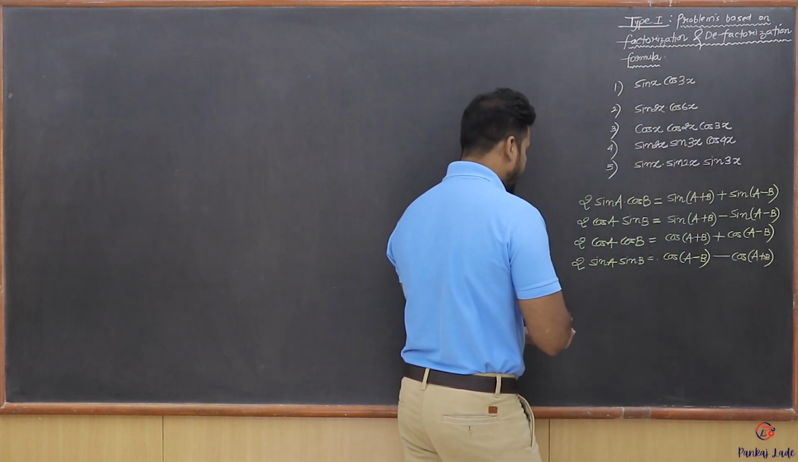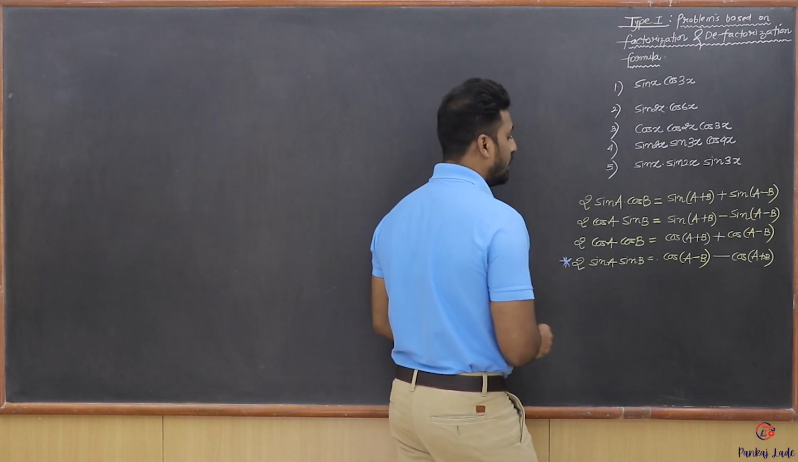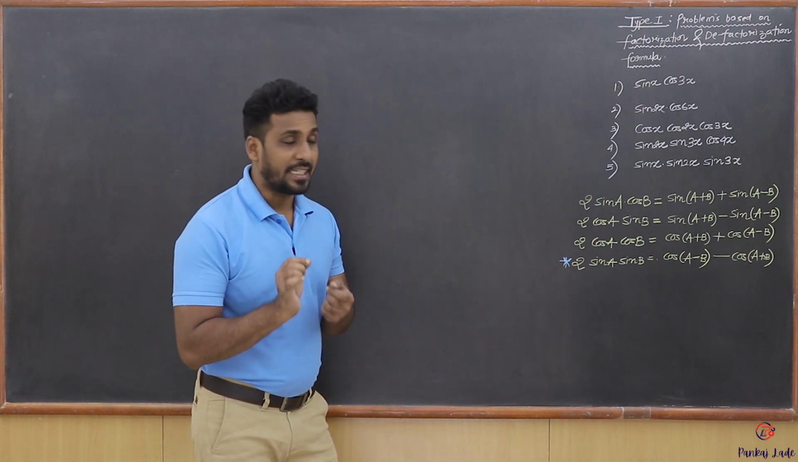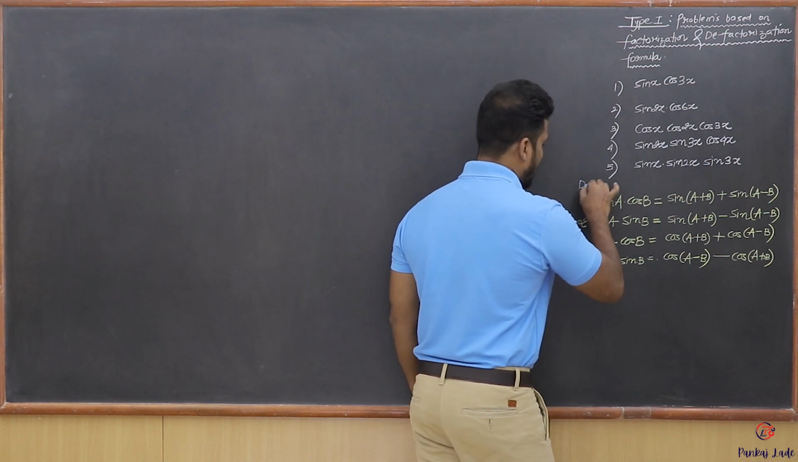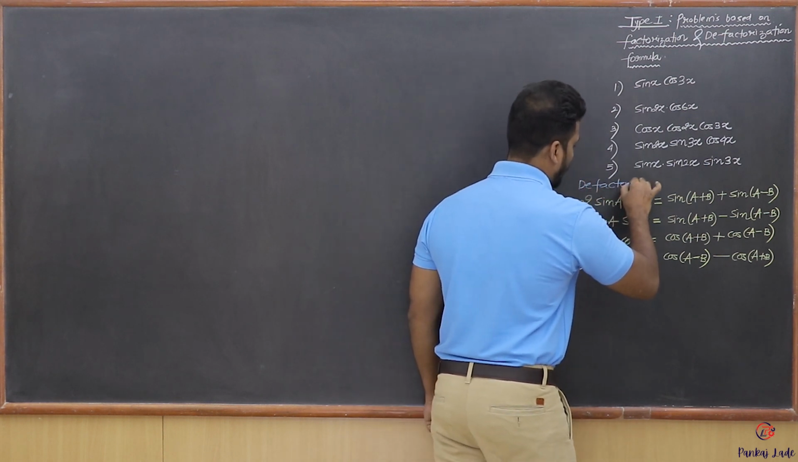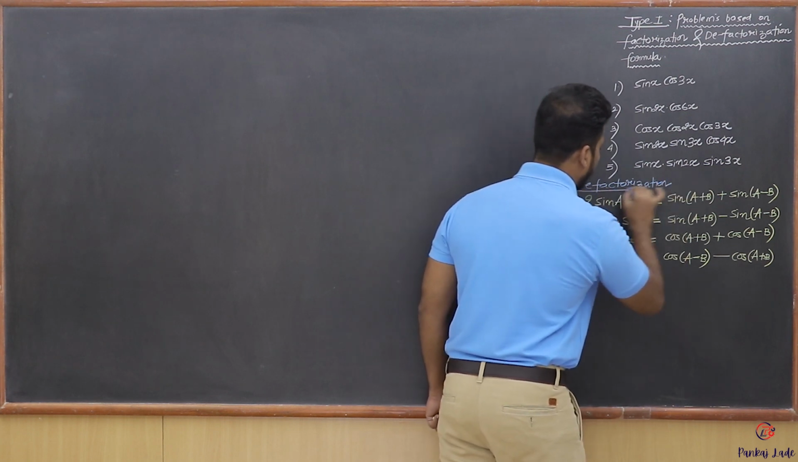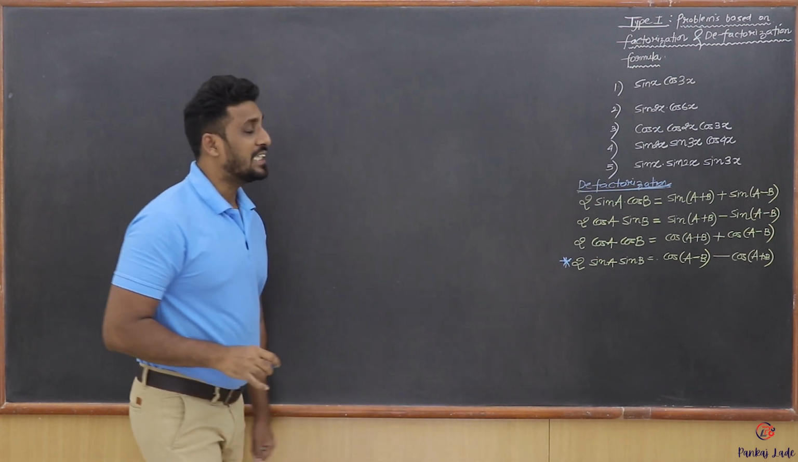So you want to keep an eye on your fourth formula. This is an important one. This is a slightly different formula than the rest of the three. Here the first angle is A − B. So these formulas belong to the de-factorization group. They are de-factorization formulas. So all these questions that you can see on the board will extensively make use of the de-factorization formulas.